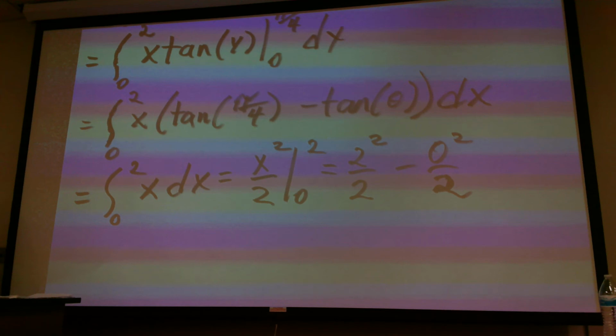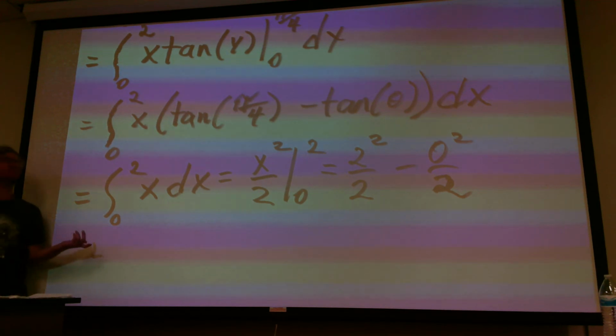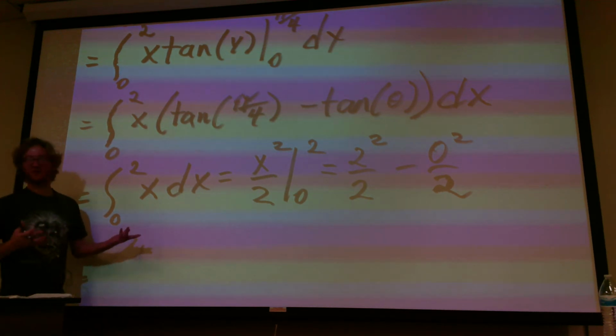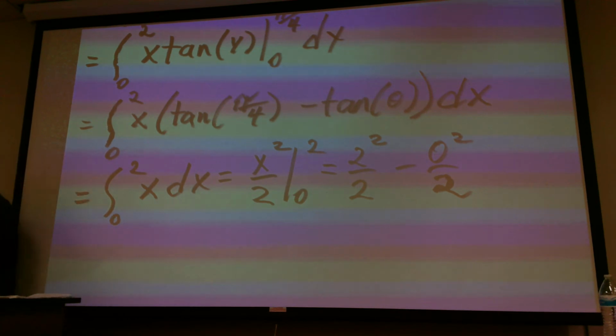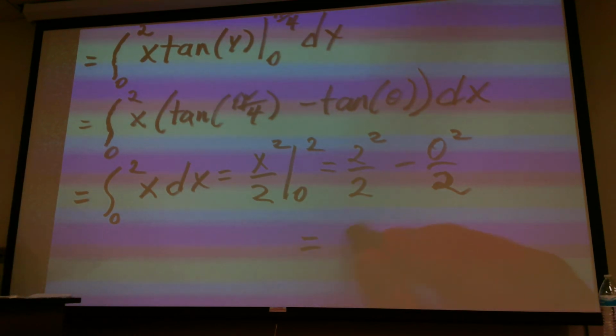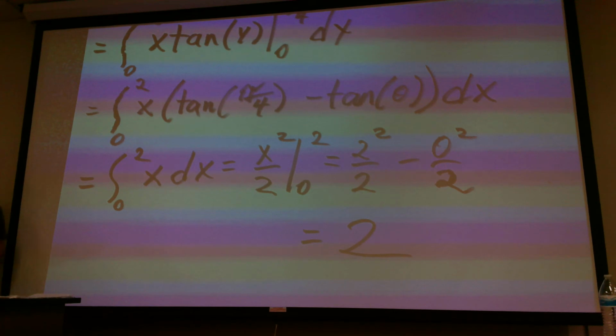So redundant to write the 0 squared divided by 2. But what do we end up with this? We end up with 2 squared, which is 4. 4 divided by 2 is 2. And so our answer for that problem is just 2. Okay?